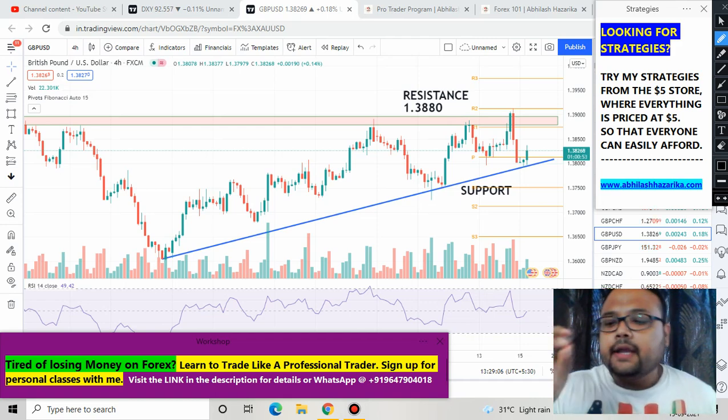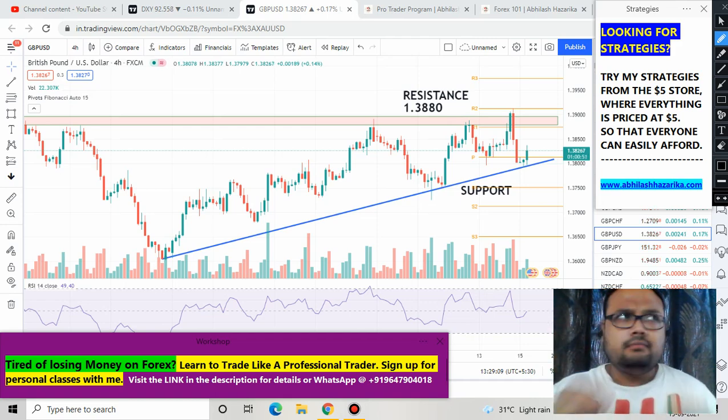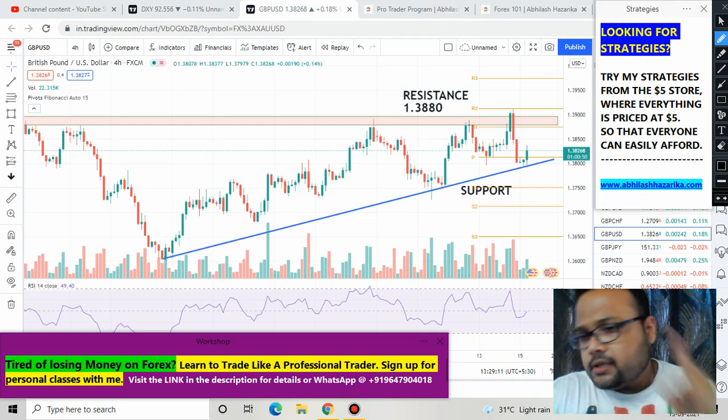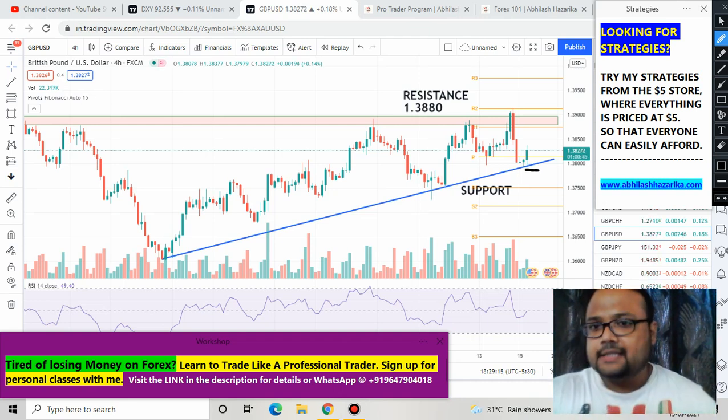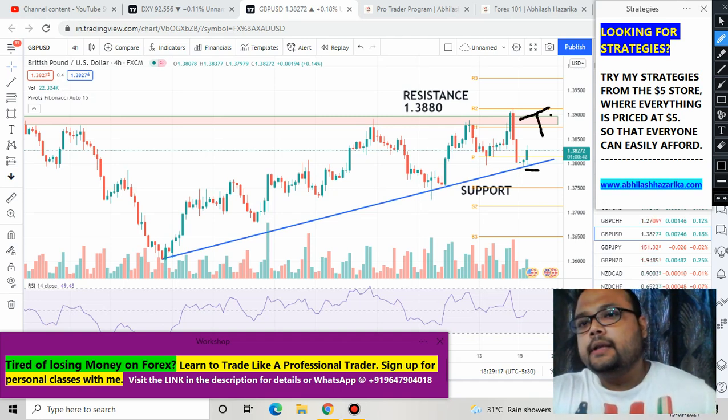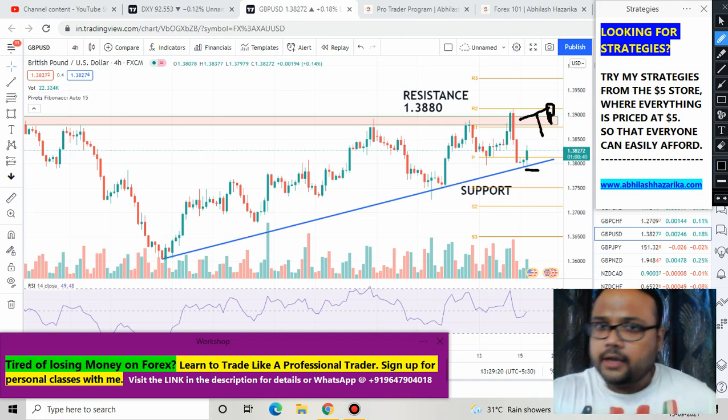If you have already taken a buy position, then just be on the trade. Just use a stop loss. That's my only request. Your stop loss should be below this line. That's it. And your take profit target will be this level. This will be your take profit target.